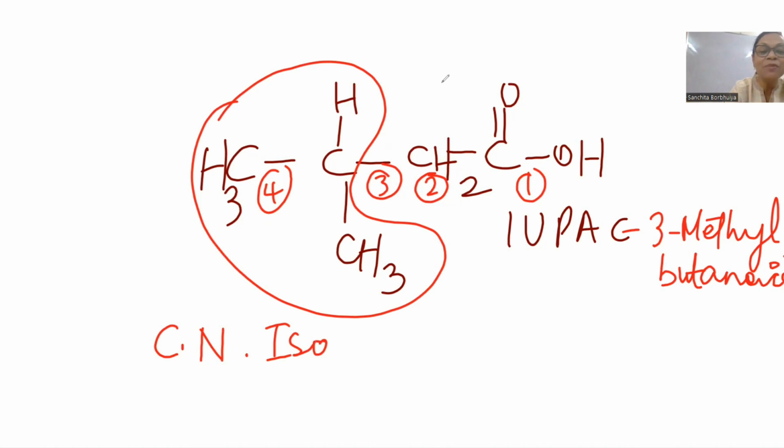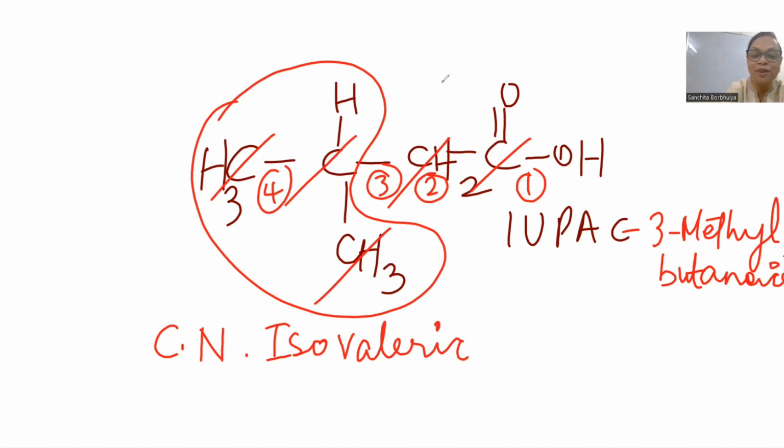Now count the total number of carbons. Common names take into account the total number of carbons, put it together and tell the acid. 1, 2, 3, 4, 5. What was the name? What was the name of the 5 carbon acid? Valeric acid. Wow. You have a pat on your back if you have answered it correct. Very good. So this is your isovaleric acid, and this is how you would name it. Okay, the IUPAC names and the common names.